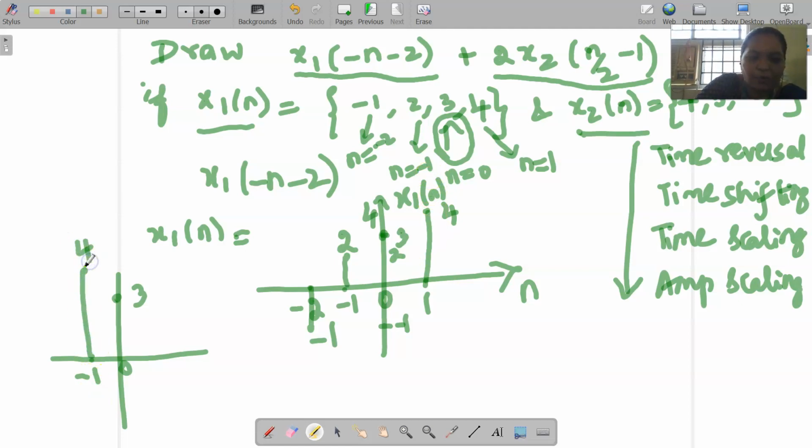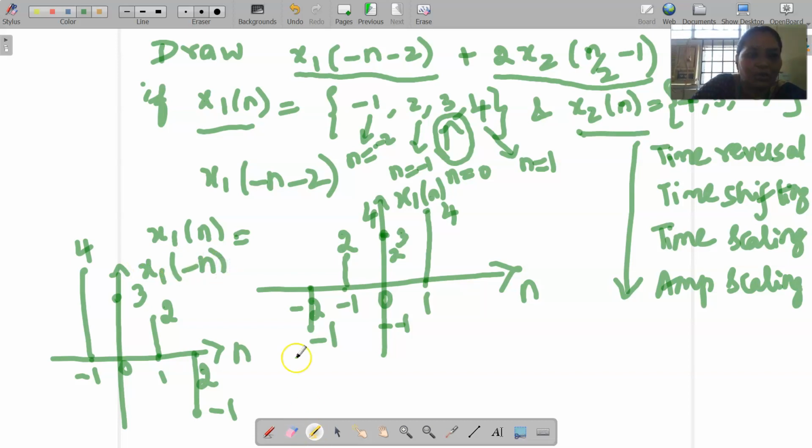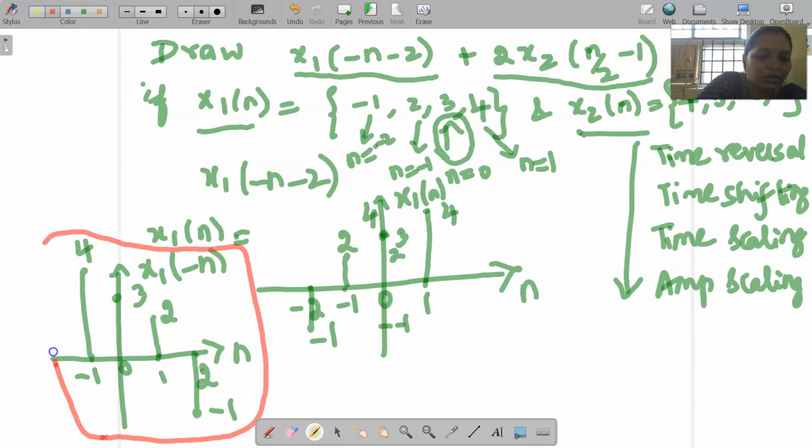So it will become 4. And minus 1 will now become 1, and the amplitude is nothing but 2. There is no change in the amplitude. Minus 2 will become plus 2, and the amplitude at that position is minus 1. So this is nothing but your x1 of minus n. We just need to reverse the signal. At the 0 position the amplitude remains 3 as it is. 1 will become minus 1, minus 1 will become plus 1, minus 2 will become plus 2.